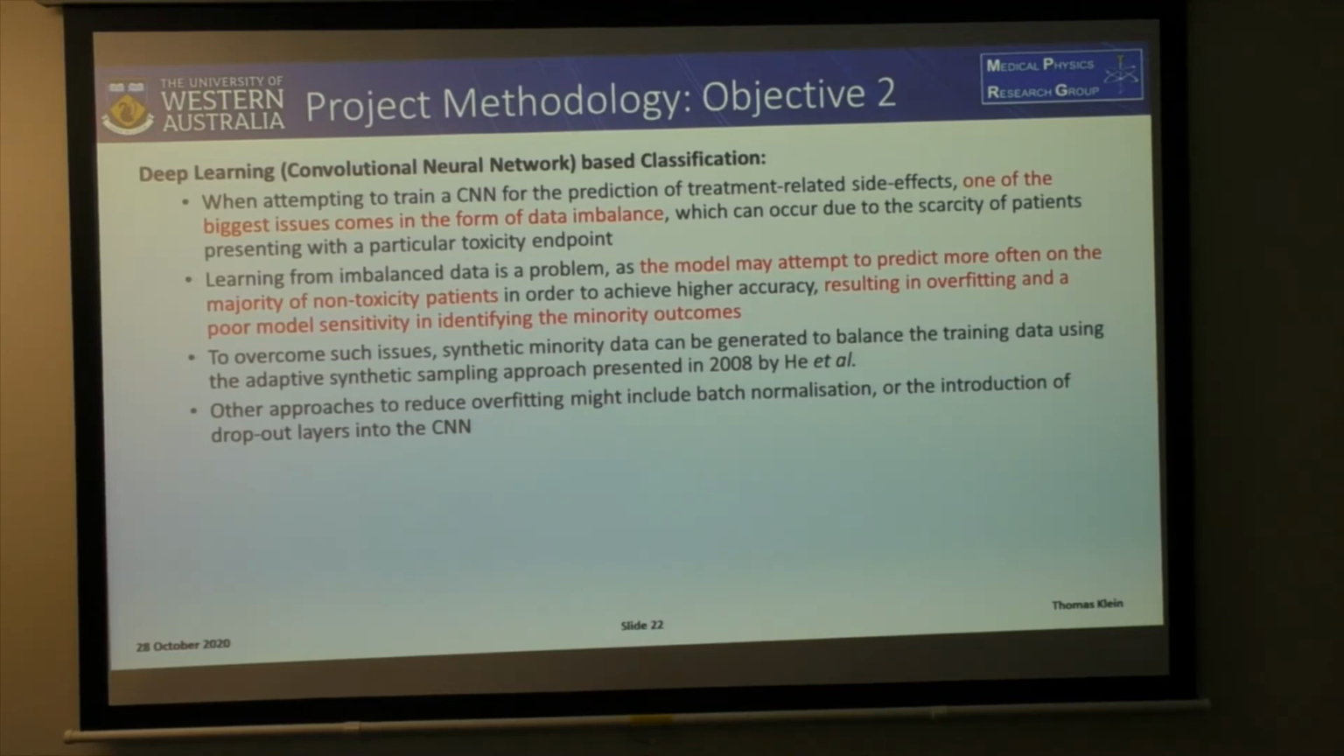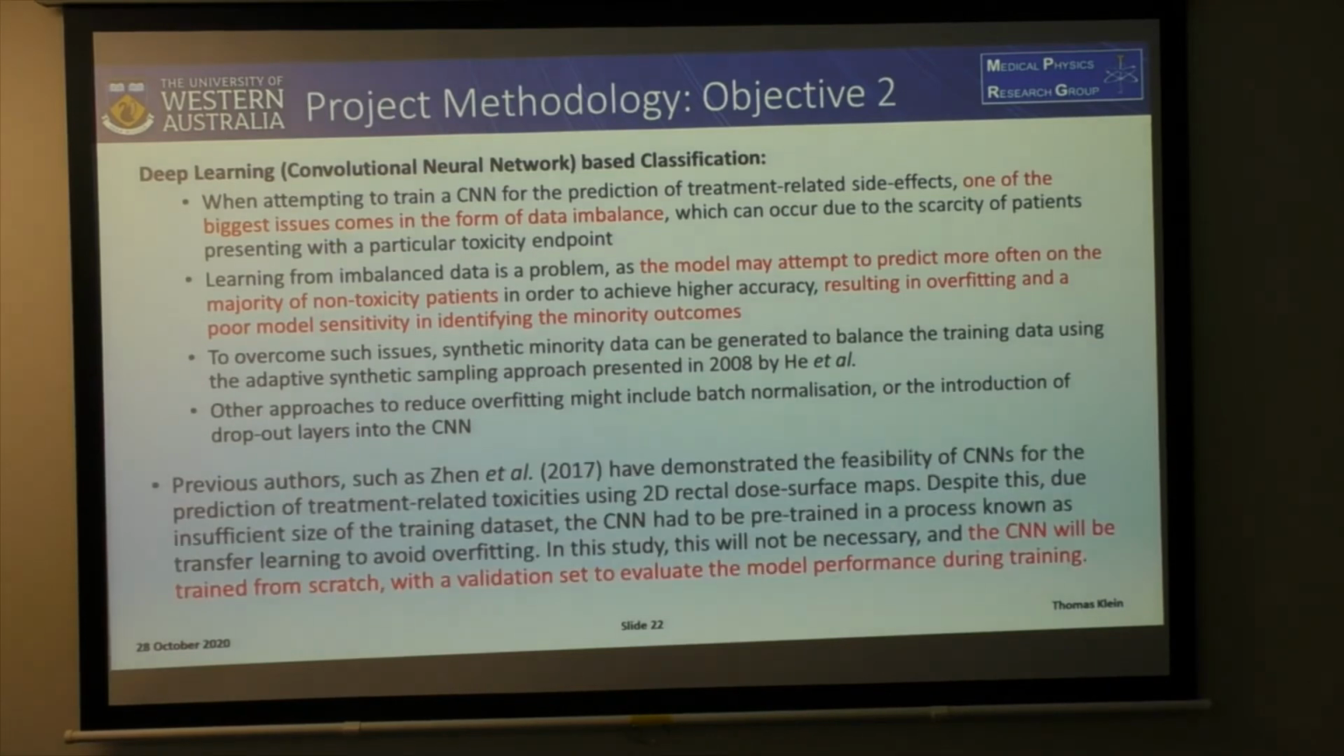To overcome these issues, we'll most likely use a popular technique known as ADASYN, which allows us to generate synthetic minority data using an approach presented by He in 2008, whereas other approaches might involve the use of batch normalization or the introduction of dropout layers.